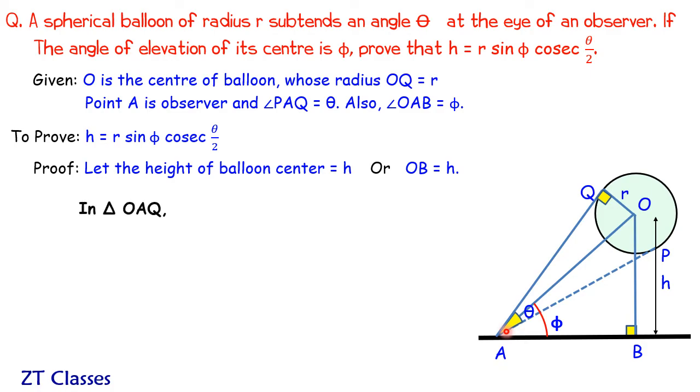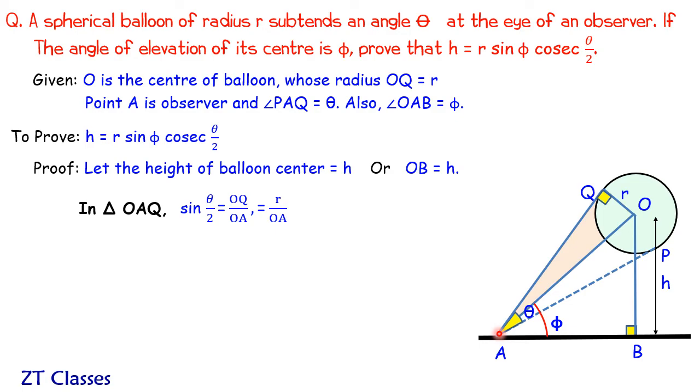So let's take the triangle AOQ first. In triangle OAQ you get sine theta by 2. Now if you see this line AO, by the theorem of circles, this line AO is the angular bisector for angle A. So this particular angle will be nothing but theta by 2. So sine theta by 2, in this triangle, is perpendicular upon hypotenuse, so that will be OQ upon OA.